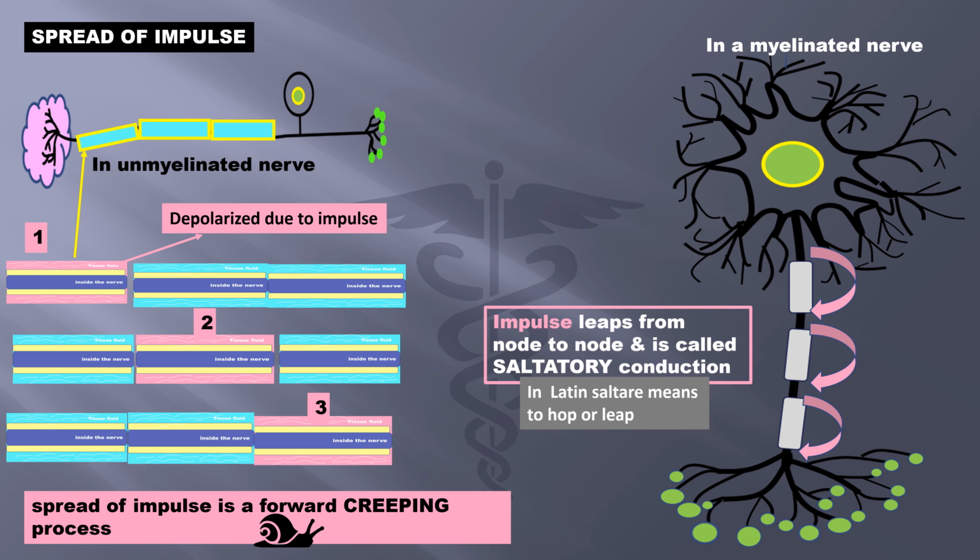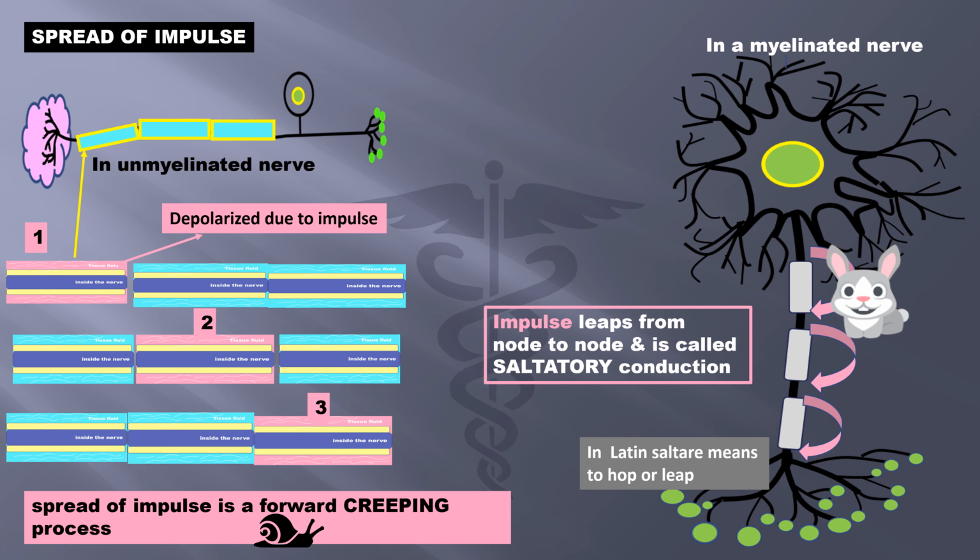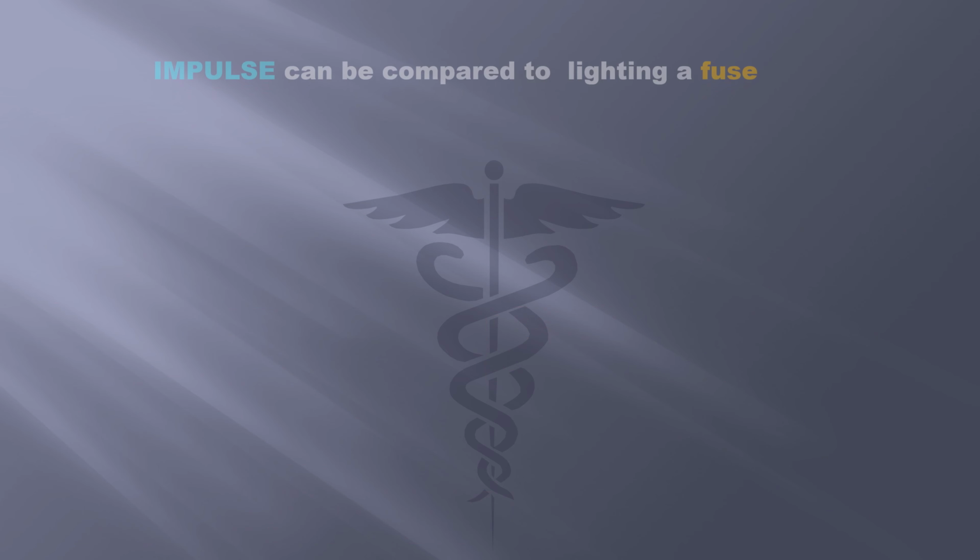In a myelinated nerve, the impulse leaps from node to node and is called saltatory conduction. Saltatory comes from the Latin word saltere, which means to hop or to leap.